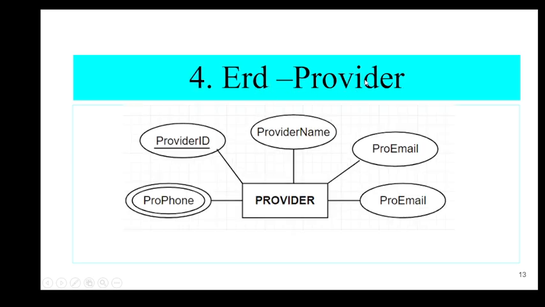Next, we have the provider. Provider is the entity which is enclosed in a rectangle. It is identified by the primary key, which is the provider ID. It is underlined. The other secondary attributes are here: provider name, pro email, and pro phone. So these are multi-valued attributes. That's why they have double ovals.